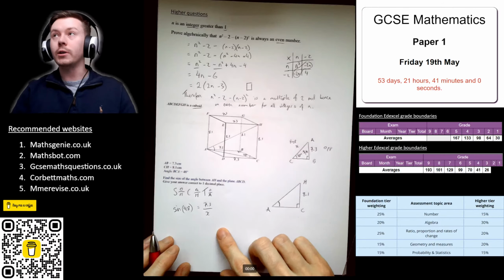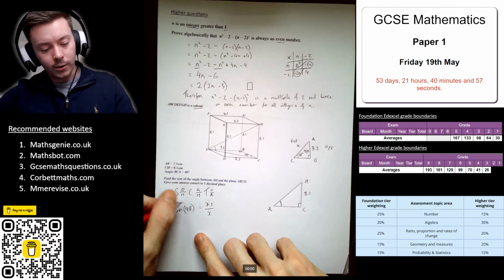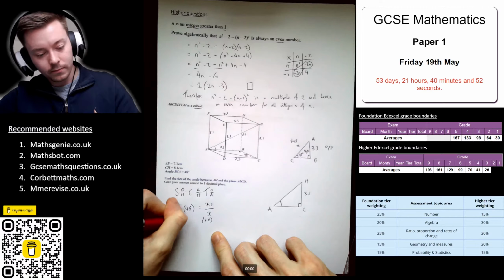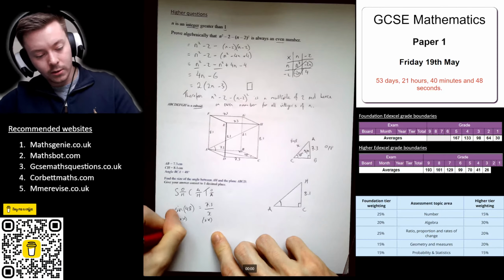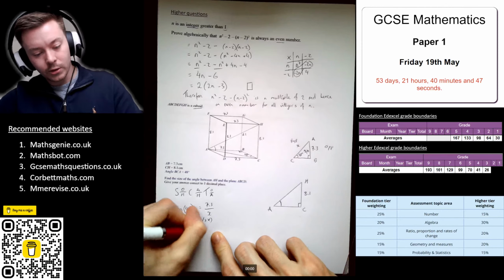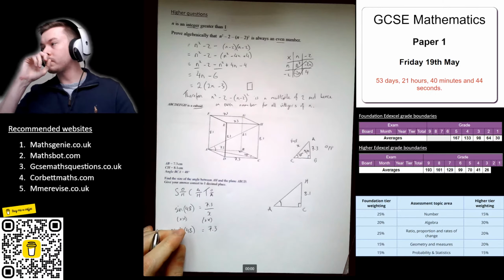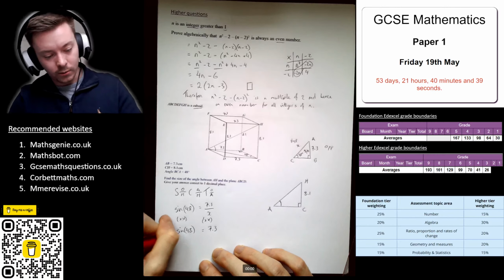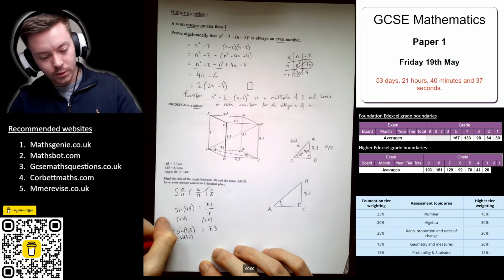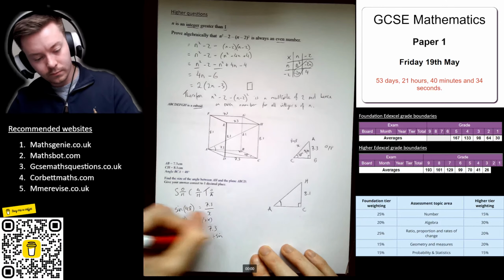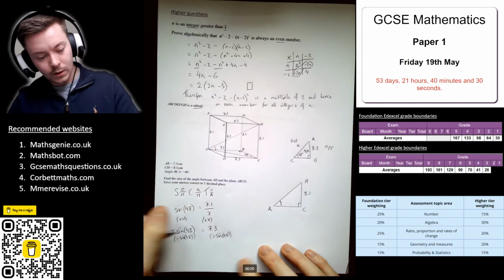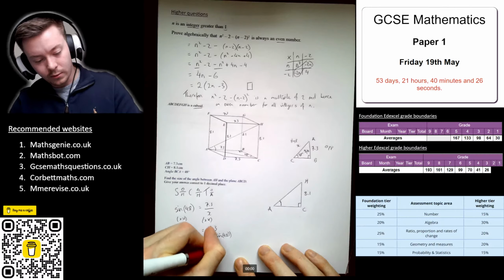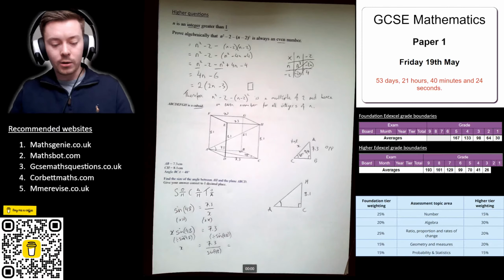Now I then need to rearrange this. To do that, I need to multiply up by X. So times both sides by X, and I get X sine 48 is equal to 7.3. I then need to divide by sine 48 on both sides, and I get X is equal to 7.3 over sine 48, and that will give me an answer for X.